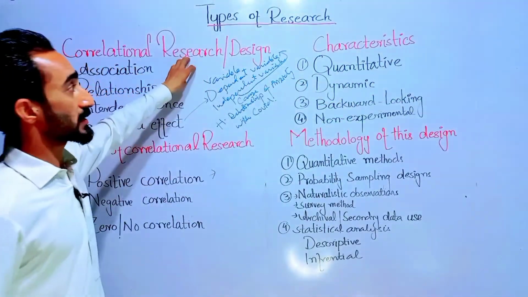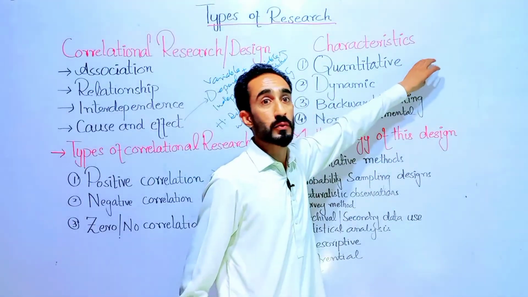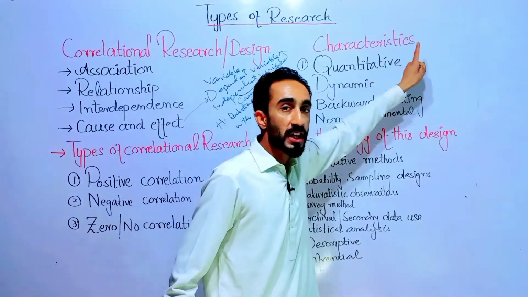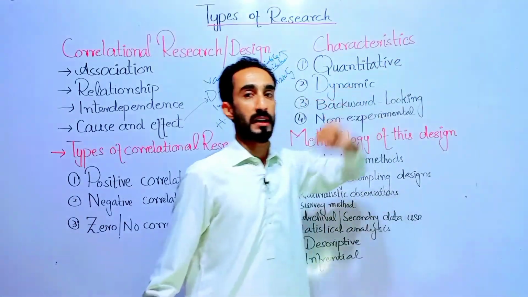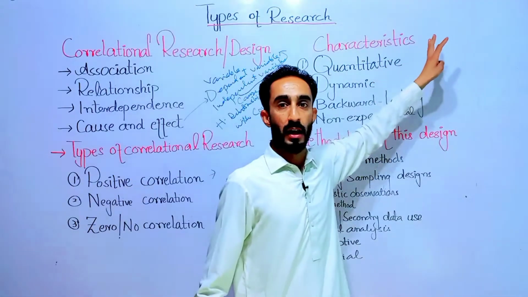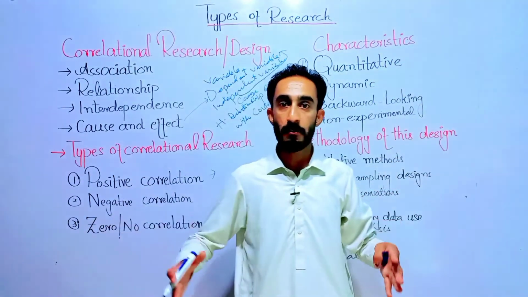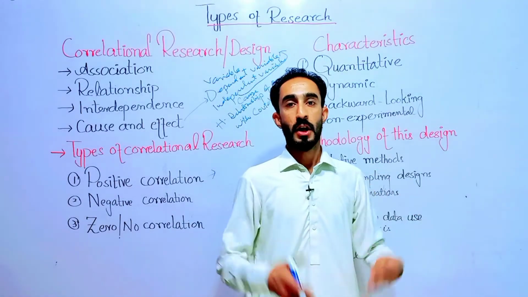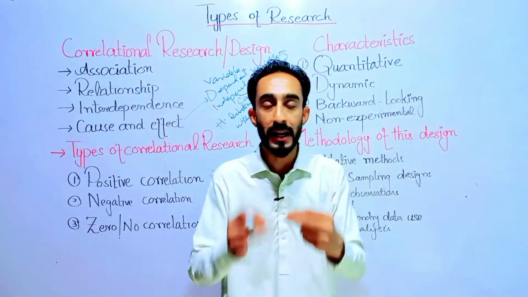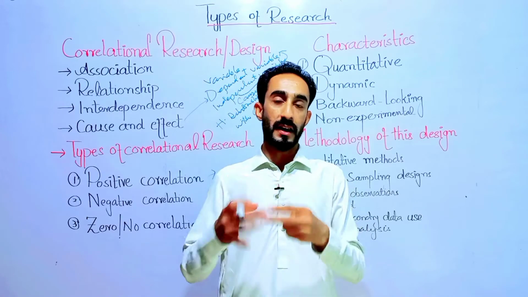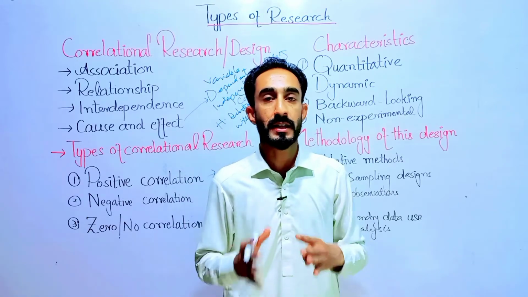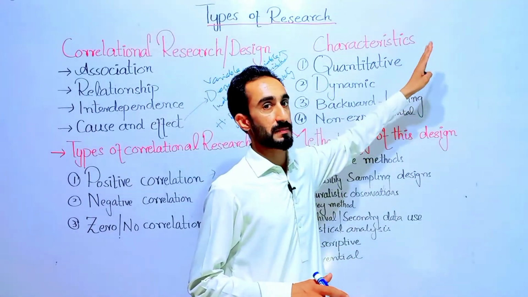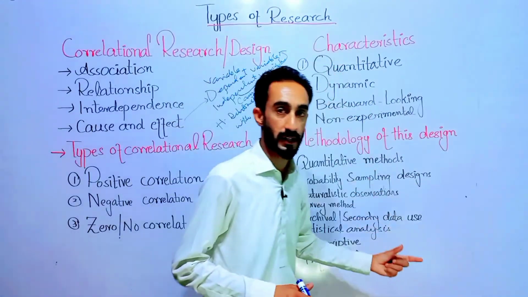Characteristics of correlational research design. The crucial characteristic is that correlational research design must be quantitative in nature. It means we will seek to provide the relationship between the variables with the help of statistics, numbers, and digits. We will create or adapt a particular relationship in these variables on the basis of statistics, numbers or digits. So it is a purely quantitative research design.